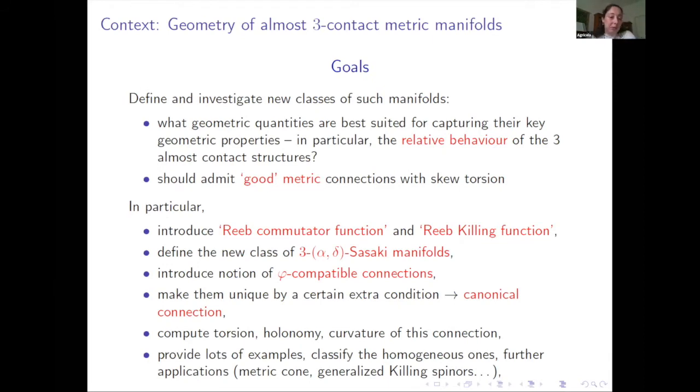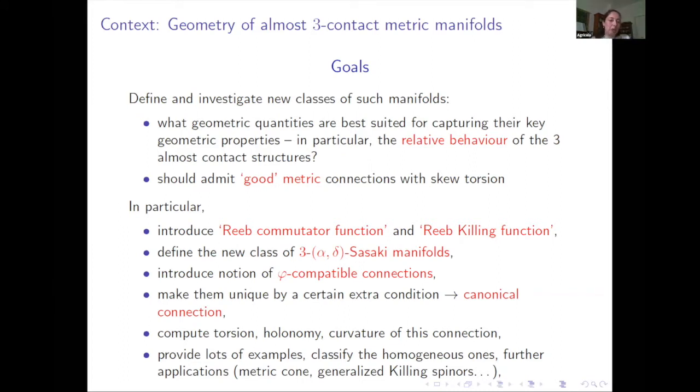Okay. So what do we want to do? We want to define and investigate a new class of manifolds, with two things in mind. So in one way, we want to catch geometric quantities or geometric properties, which are going to describe the relative position of three almost contact structures.